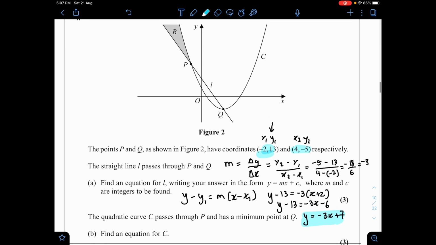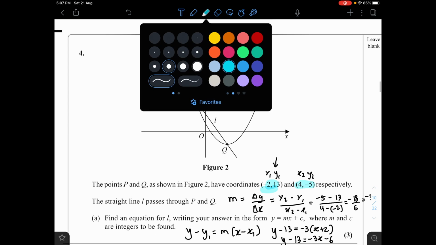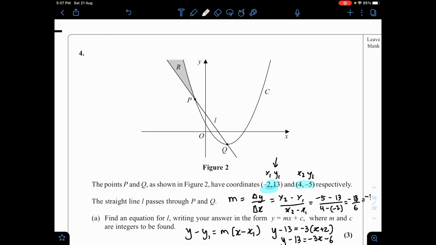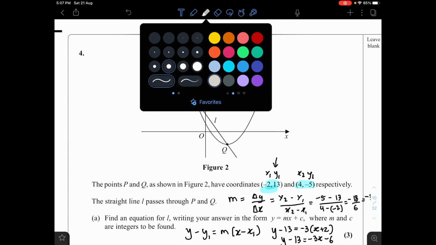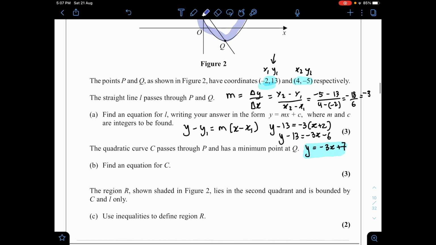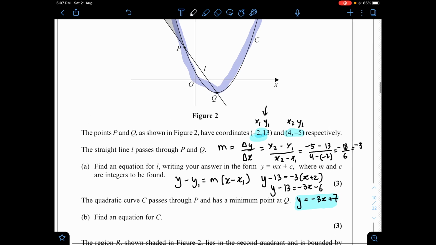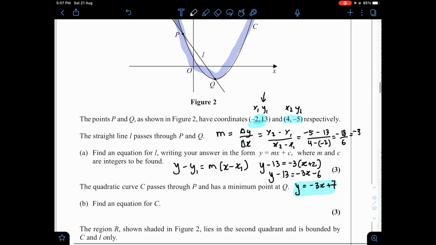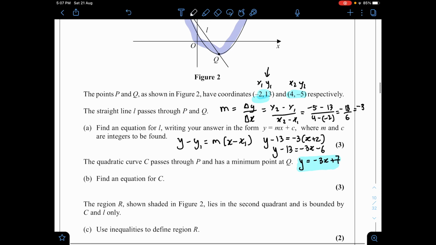So the quadratic curve C, they're talking about this curve over here. They're saying the quadratic curve passes through P and has a minimum point at Q, right? So if we know the minimum point, we can think of completing the square form.